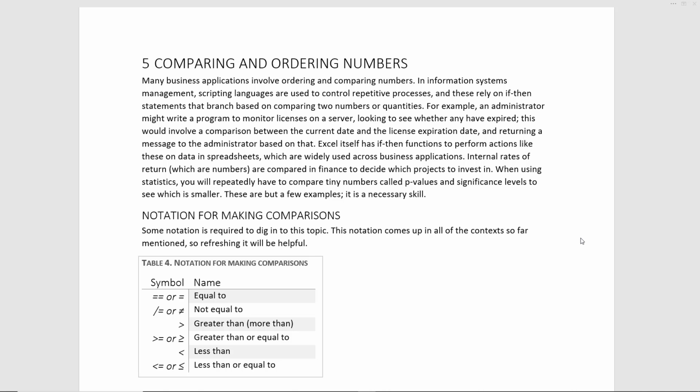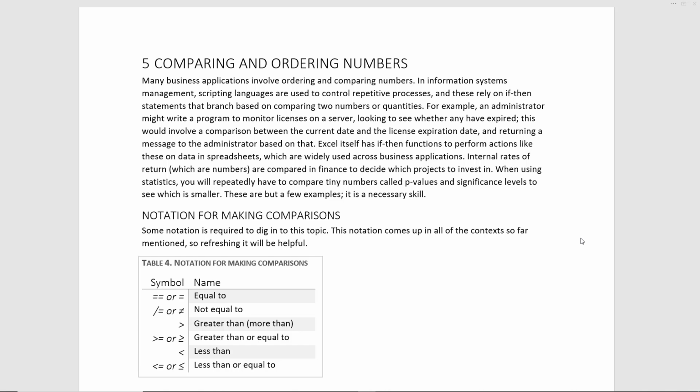Just for some examples, in information systems management, scripting languages, which are computer programming languages, are used to control repetitive processes. These kinds of scripts rely on if-then statements that branch based on comparing two numbers or quantities. So depending on the comparison that's made, something is done or something else is done. For example, an admin might write a program to monitor licenses on a server, looking to see whether any have expired. This program would involve a comparison between the current date and the license expiration date, and returning a message to the administrator based on that. Number comparison between dates in that case.